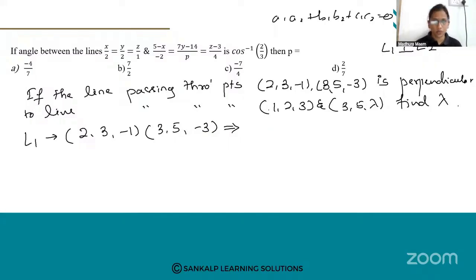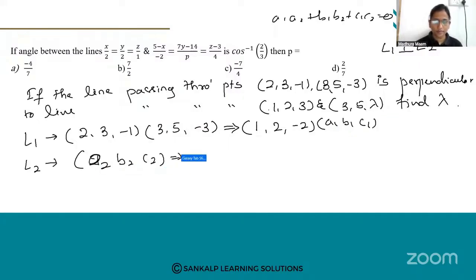Y2 minus Y1, Z2 minus Z1. So 3 minus 2 is 1. Minus 3 minus of minus 1 is plus, so minus 3 plus 1 is minus 2. In the same way for L2. Where is L2 passing through? 2, 3 and 3, 5, lambda. So 3 minus 1 is 2, 5 minus 3 is 2, and lambda minus 3.